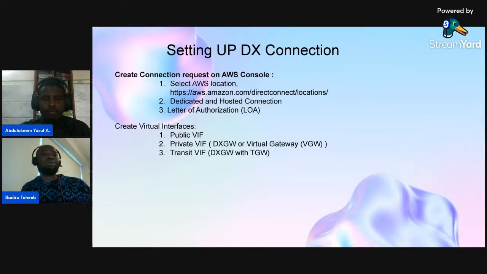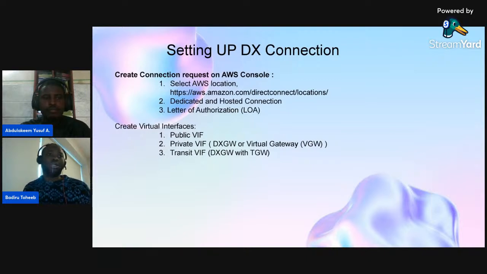When I'm speaking about attachments, there are two categories of attachment you can use. You can use something called a direct connect gateway, or you can use a virtual gateway. When you use the direct connect gateway, it means you can use that private VIF to access your AWS resources across all AWS regions.